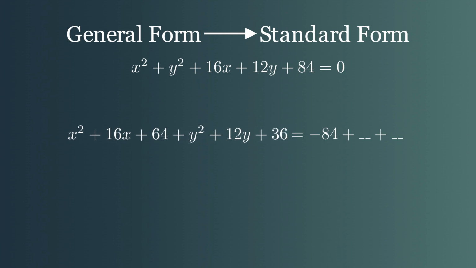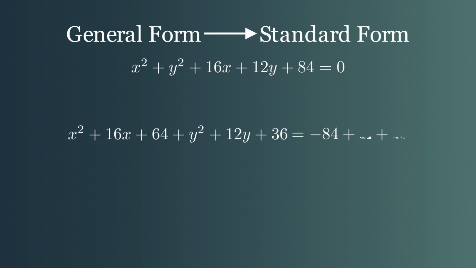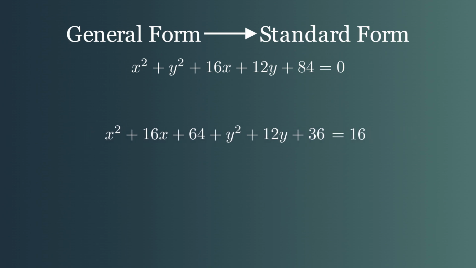We now have x squared plus 16x plus 64 plus y squared plus 12y plus 36. Let us move on to the right side of the equation, which is negative 84 plus blank plus blank. We should also add 64 and 36 to the right side of the equation, so negative 84 plus 64 plus 36 is equal to 16.